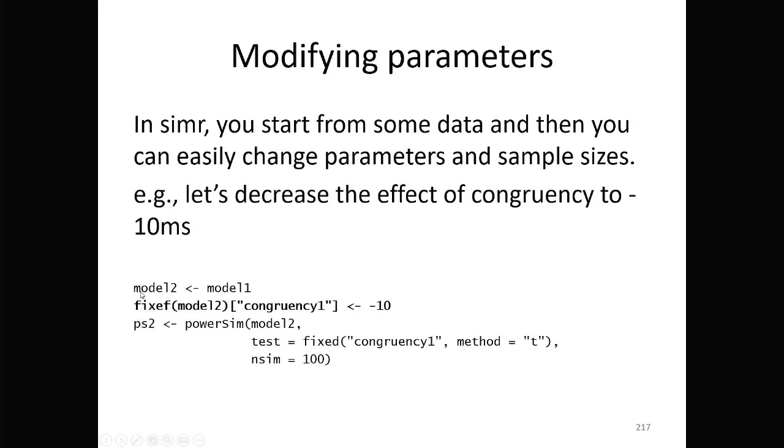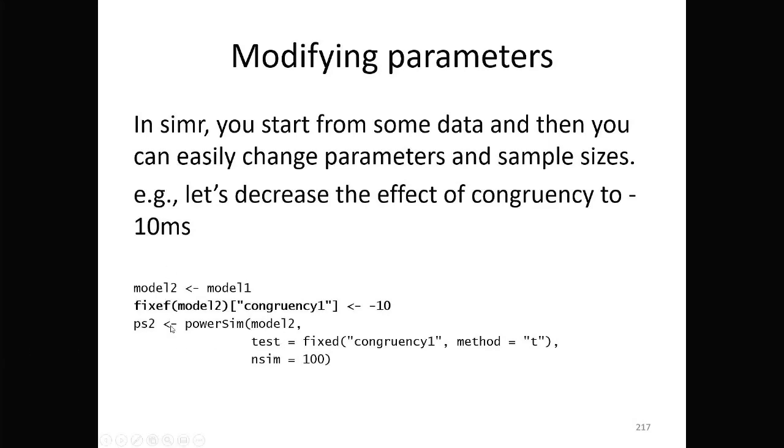For example, we create a new model, we just copy everything in model 1 into a new fitted object of lme4, called model 2. And using the function fixef of model 2, we can just change the effect of congruency 1. So this is a new mixed model, identical to the original one for the rest, but now the facilitation effect of congruency is just 10 milliseconds instead of 30 milliseconds.